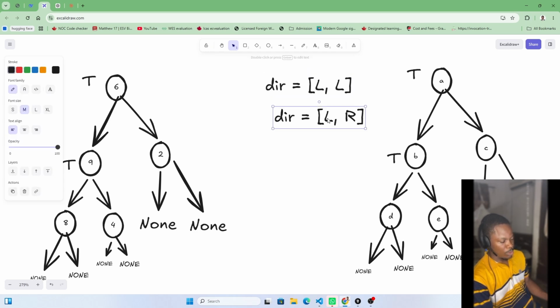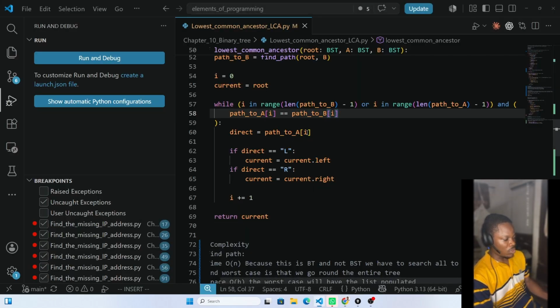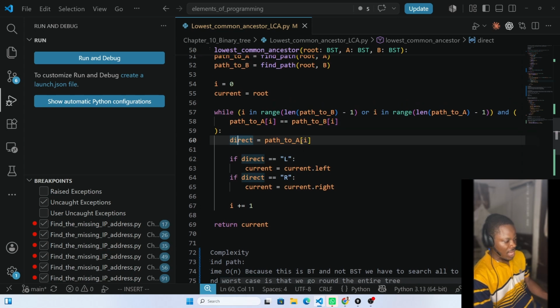Because the two of them stop going the same direction at this point, which is synonymous here as well. The two of them stopped going in the same direction the moment they split. That's where their ancestor lies, and that's what we find out here. So we say direct equals path to A at that index, and then if direct is equal to left, then our current should go to the left, and if our direction is equal to the right, our current should go to the right as we increase i.